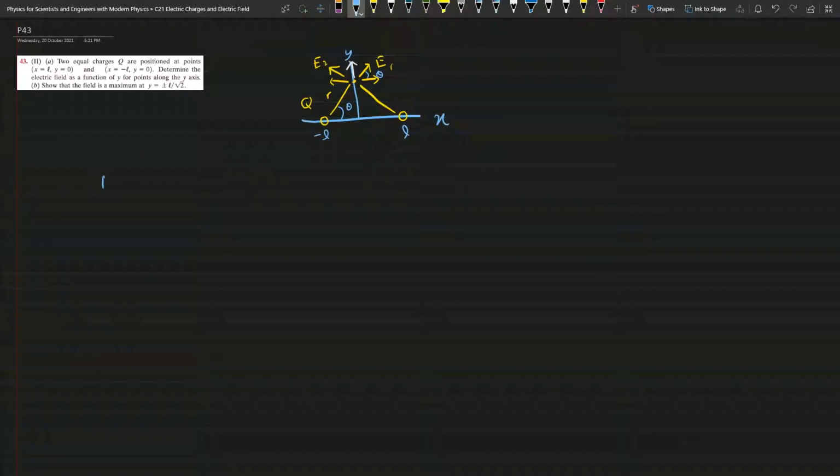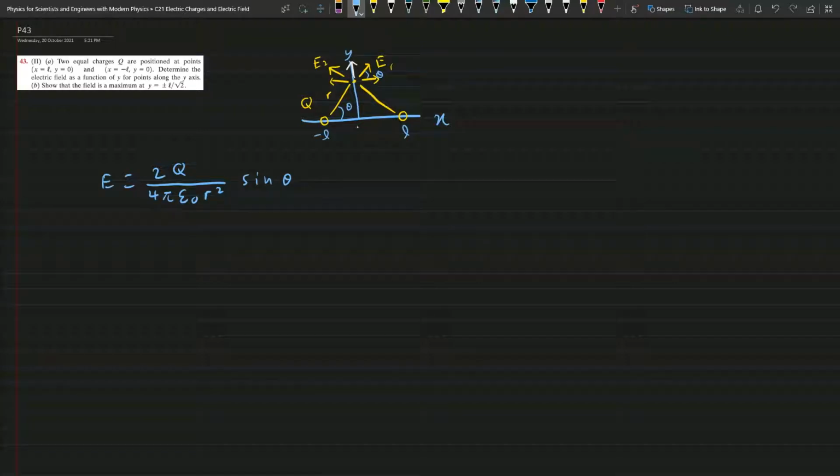Now the electric field is given by 2q, because we have two charges, over 4 pi epsilon r squared, and you can see the separation distance is the same for both charges up to that point. So now this is sine theta. Sine theta will give us this y component.